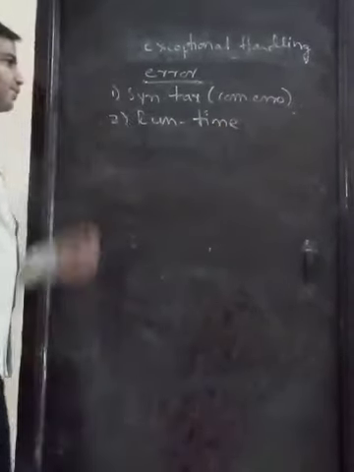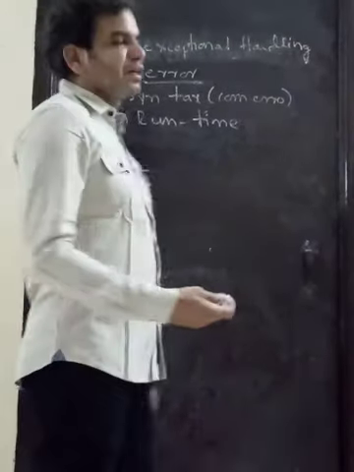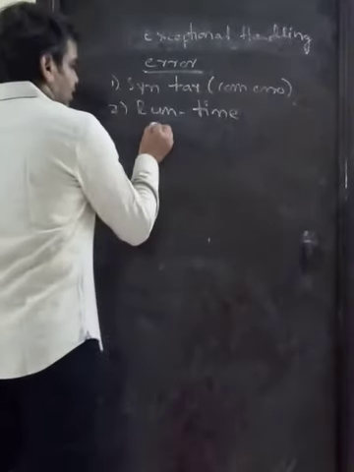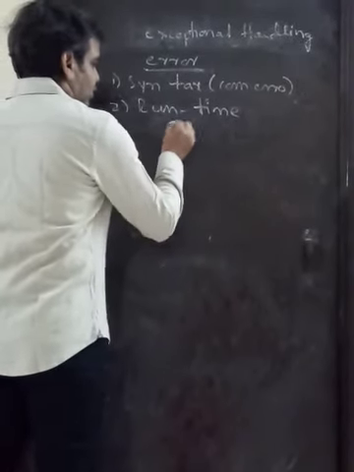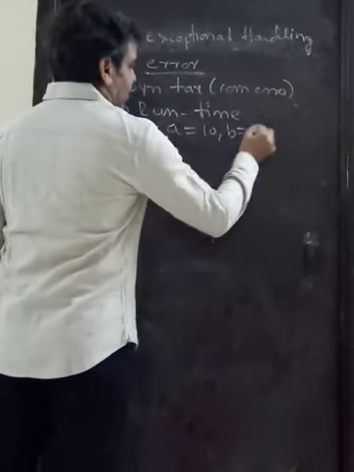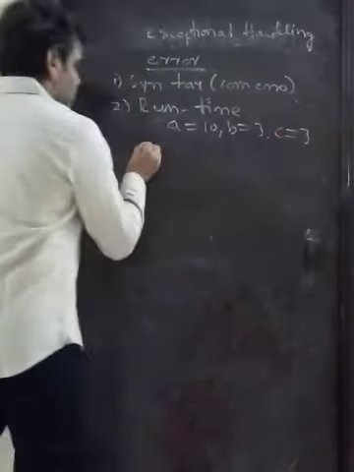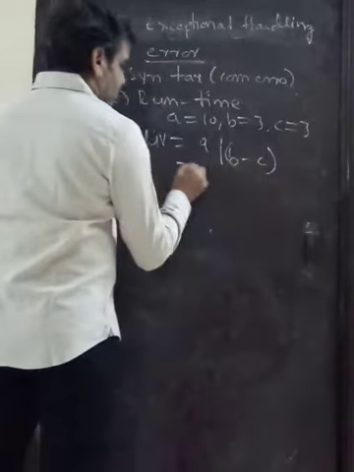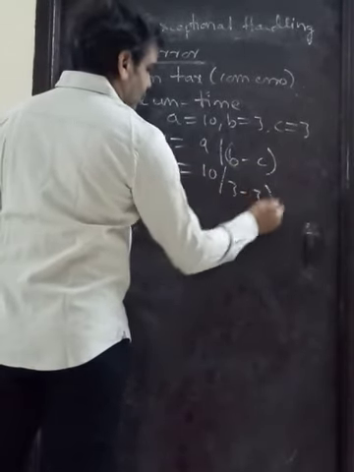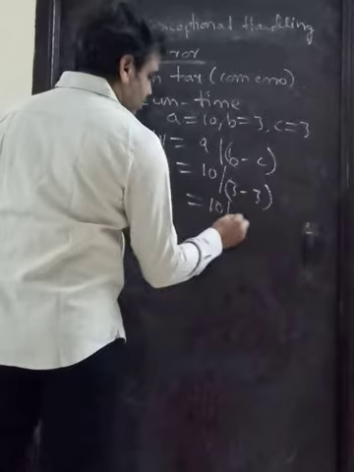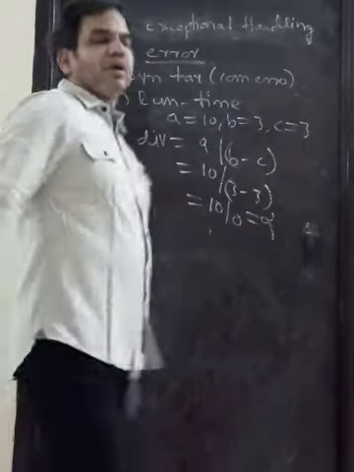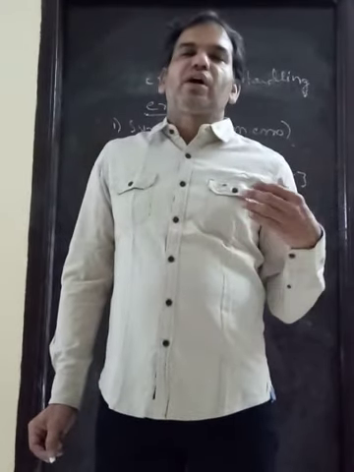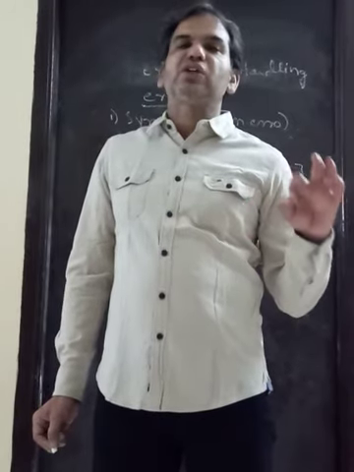So runtime errors. One example is divide by 0, common in programming languages. I am taking integers. Suppose A is equal to 10, B is equal to 3, and C is equal to 3. So division is equal to A by B minus C. So 10 by 3 minus 3, which is 0. 10 by 0 is infinite. In programming languages, infinite will not be shown. This is one example of a logical error.